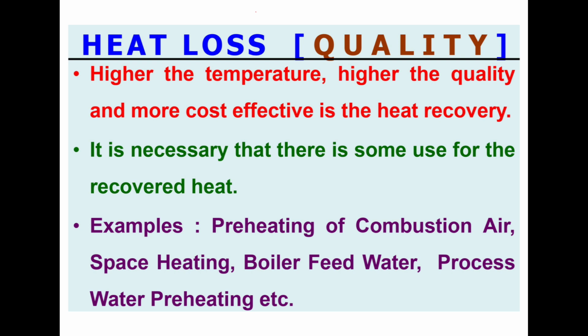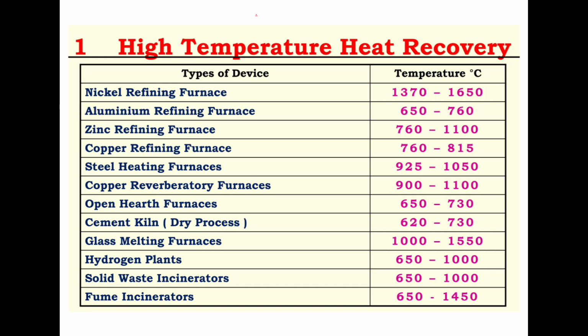The higher the temperature, the higher the quality, and the more cost effective is the heat recovery. It is necessary that there is some use for the recovered heat. Examples: preheating of combustion air, space heating, boiler feed water, process water preheating, etc. For high temperature heat recovery, the temperature range will differ according to the type of device. There are some examples shown in the table.